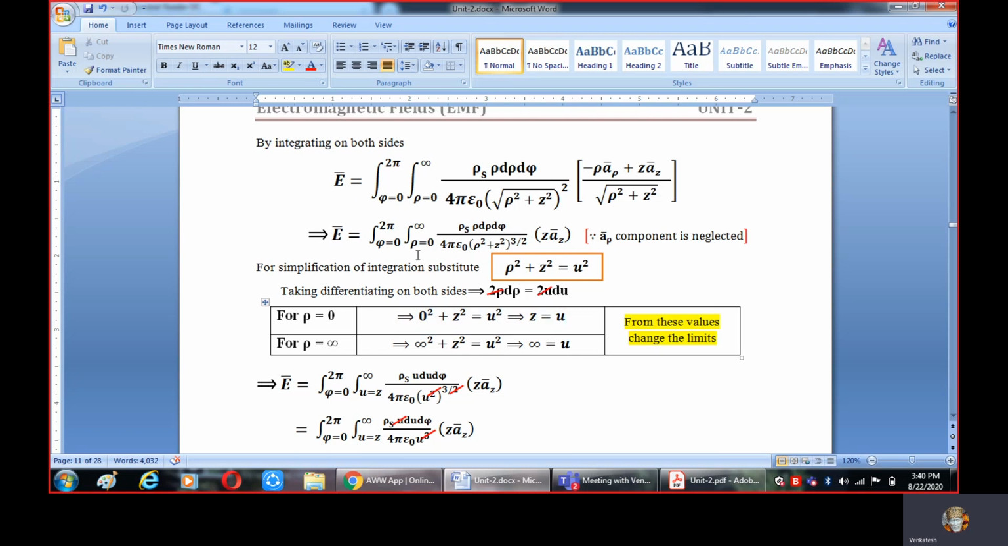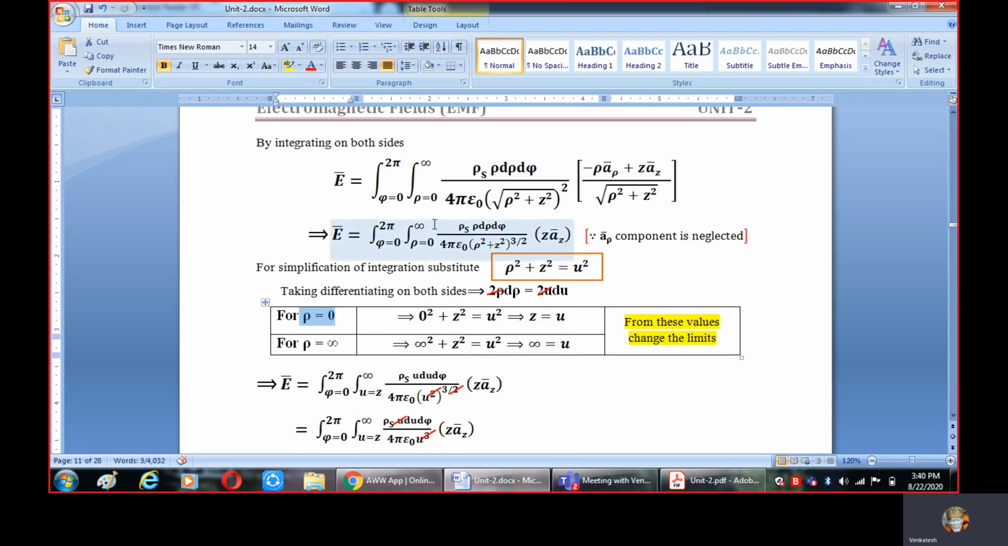Okay, and here I am changing the rho limits, 0 to infinity. Here the rho lower limit is 0 and the upper limit is infinity. First of all, substitute rho equal to 0 in this equation. Then it becomes 0 squared plus z squared, nothing but z squared, equal to u squared. The square gets cancelled on both sides. So finally z is equal to u.